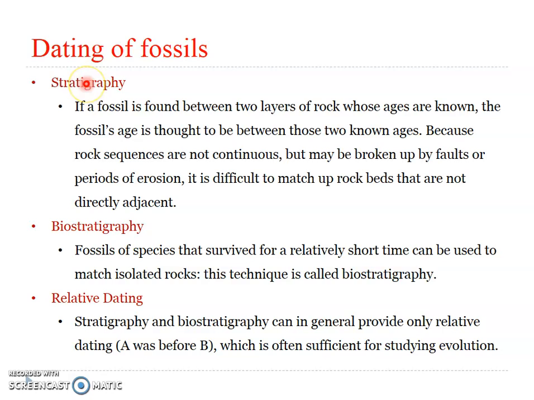Strata means layers. Here the layer refers to the layers of rocks. Graphy means description. So here we estimate the age of a fossil with respect to the position of the fossil between two layers of rocks whose ages are known. Now, biostratigraphy: fossils of species that survive for a relatively short time can be used to match the isolated rocks.